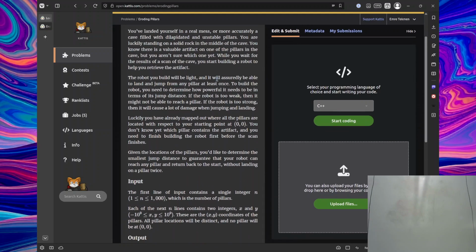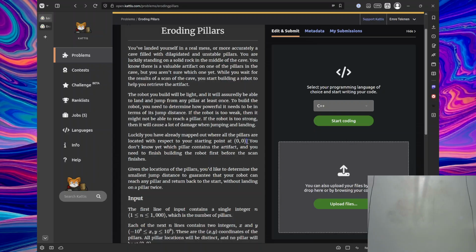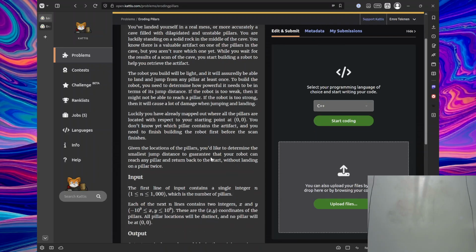So, you probably noticed, this is a very common trend in ICPC, but all of this right here is just fluff. There's very little information in here that actually matters. I guess 0, 0 being your starting point is pretty important. But here's the crux of the problem. Given the location of the pillars, you'd like to determine the smallest jump distance to guarantee that your robot can reach any pillar and return back to the start without landing on a pillar twice.